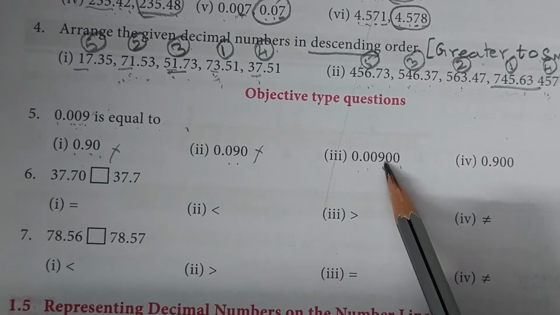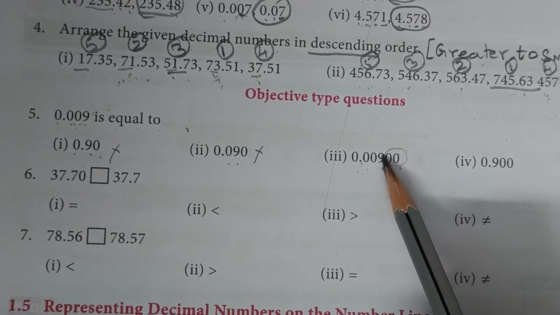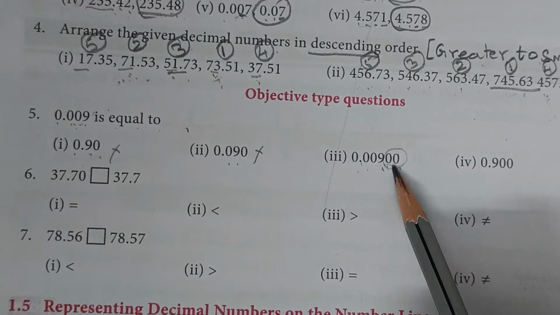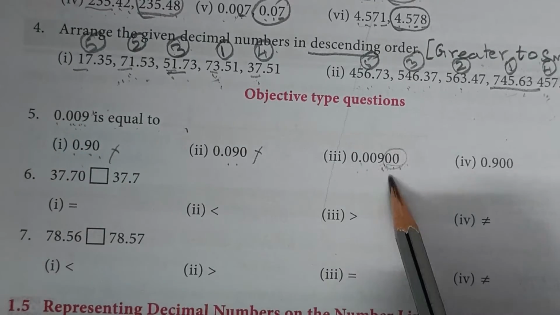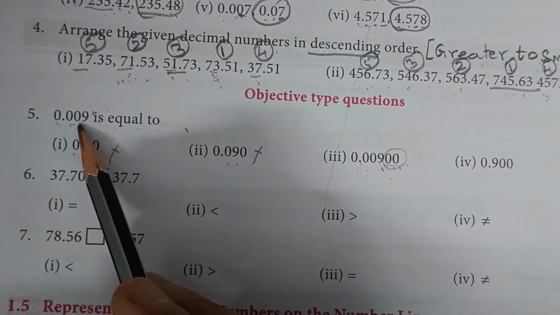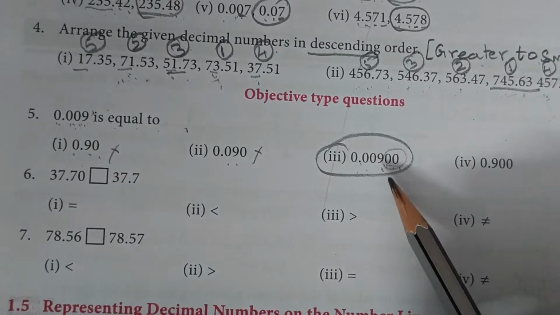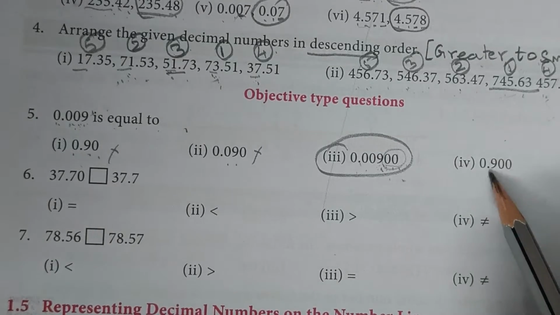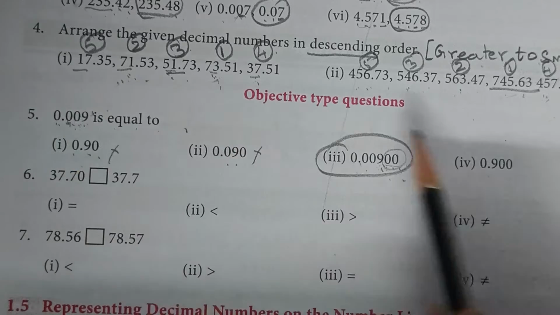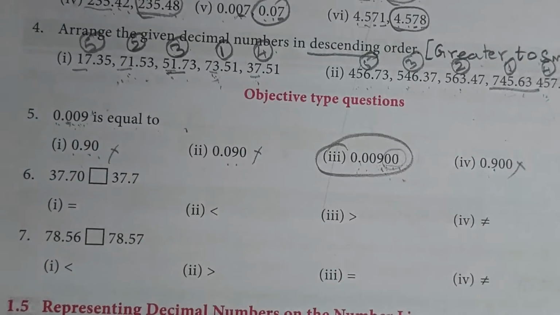See, at the end of a decimal, after the decimal point, at the end of the number, these zeros have no value. So whether you put 0 or you don't write 0, they mean the same. So 0.009 is the same as 0.00900. And you see, whole numbers are the same. 10th place, 0 and 9, they are different. Okay, so this is equal.